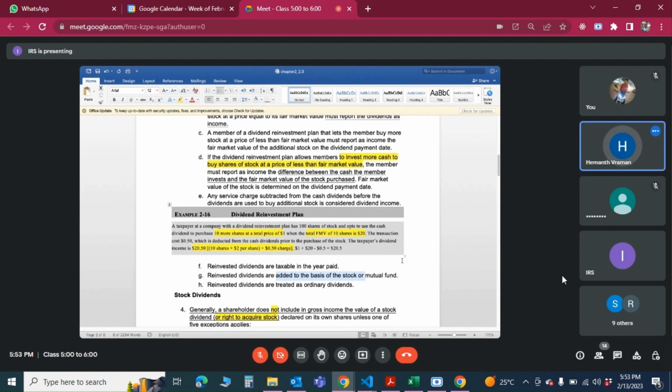The total price is $1 when the total FMV of 10 shares is $20. The transaction cost is 50 cents, which is deducted from the cash dividend prior to purchase of the stock. The taxpayer's dividend income is $20.50, which is 10 shares times $2 plus 0.50 as charge. Don't worry about this part, I must have put it in last time. So now try to explain what is happening here.